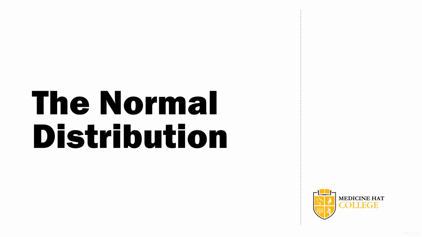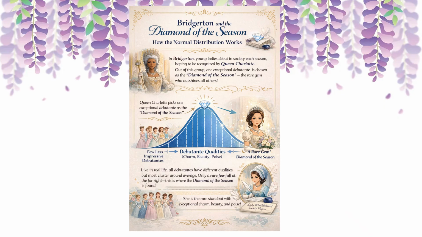So this is the normal distribution, and we're going to look at normally distributed variables, areas under the standard normal curve, how we work with them, and then how we assess normality with our normal probability plots.